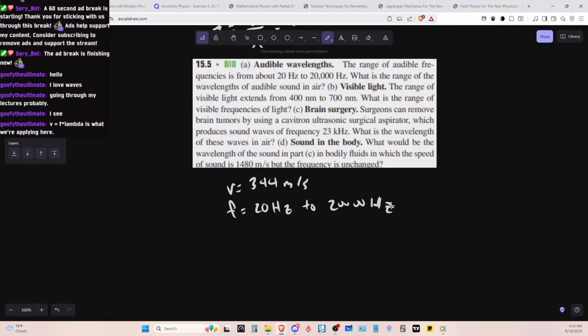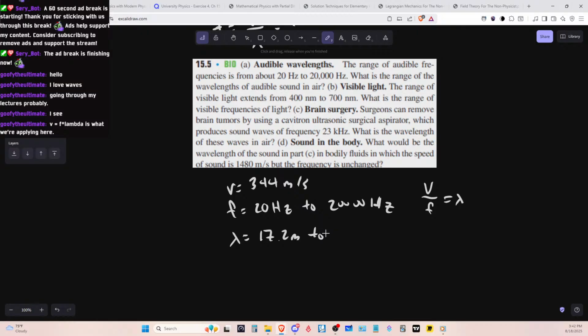20,000 hertz. Now it's asking what is the range of the wavelength. So in this case, the wavelength is like this. So for 20 hertz, I think we already calculated that already, but we'll do it correctly this time. So that leaves us with 17.2 meters to.